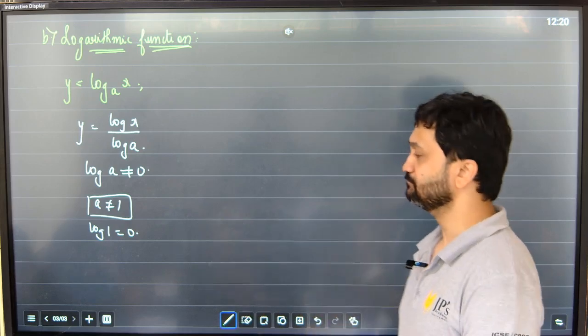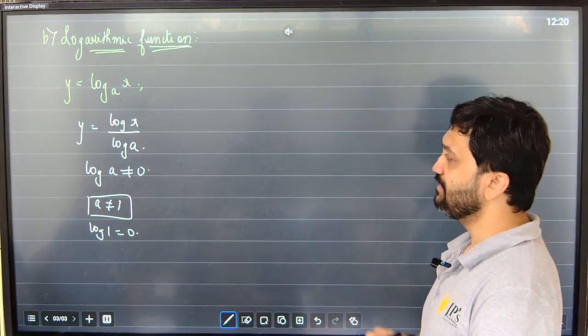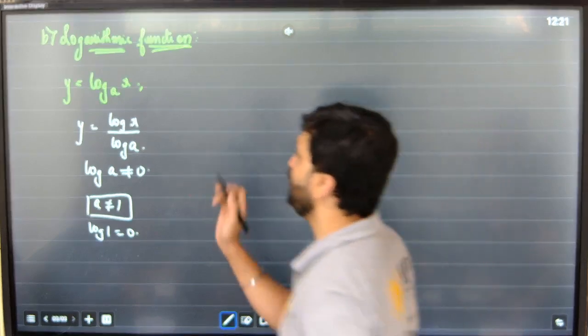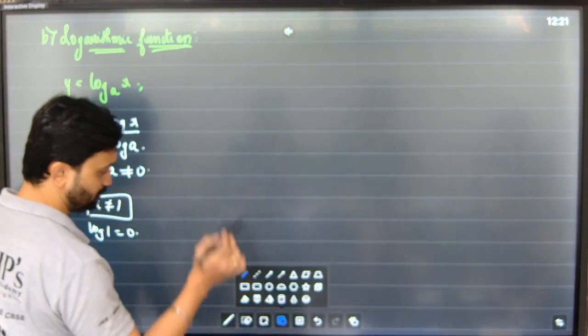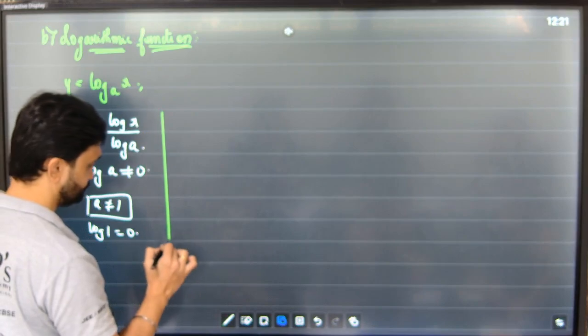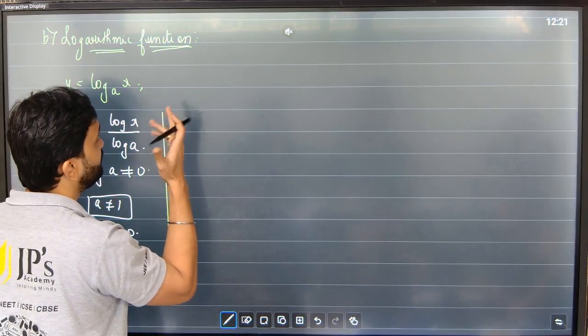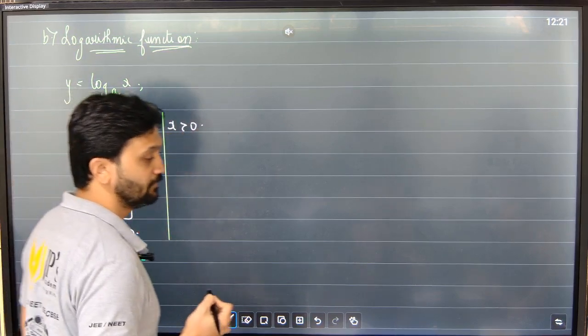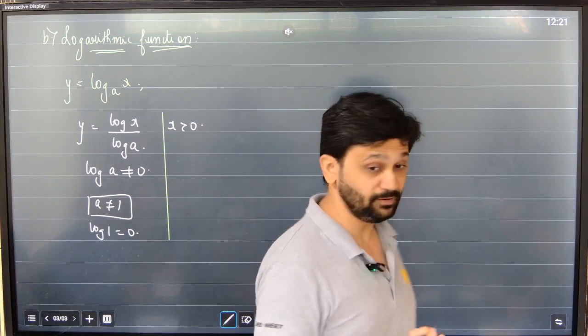अब सेकेंड, x का वैल्यू मुझे पता है कि x कभी नेगेटिव नहीं होगा. रिमेंबर दिस, x कभी नेगेटिव नहीं होगा. तो I will just write here, if I have to explain this, I will write here that x should be greater than 0. x नेगेटिव नहीं आ रहा है, मालूम पड़ रहा है.